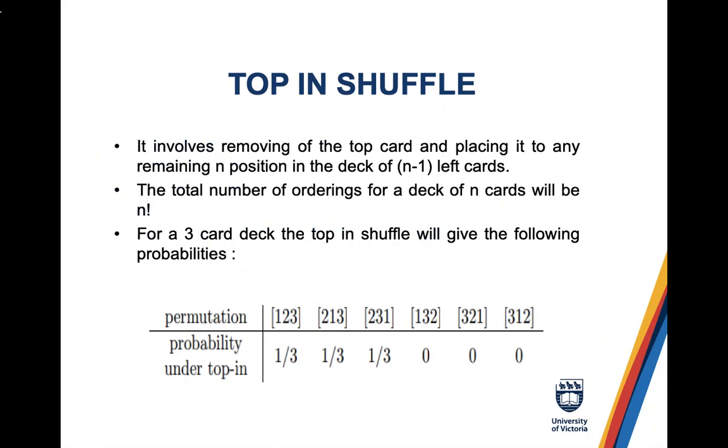So for the top-in shuffle, you take a card from the top of an n-card deck and you insert it randomly in the deck of n-1 left cards. So the total number of orderings for a deck of n cards will be n factorial. So if we have an example with three cards, 1, 2, 3, what is the probability of the deck being 1, 2, 3? It is 1 over 3. And if I take the first card, number 1, and insert it in the middle, it will be 2, 1, 3, and it will be 1 over 3 again. If I take the first card from 1, 2, 3 and insert it at the end, it will be 2, 3, 1, so the probability will be 1 over 3 again.